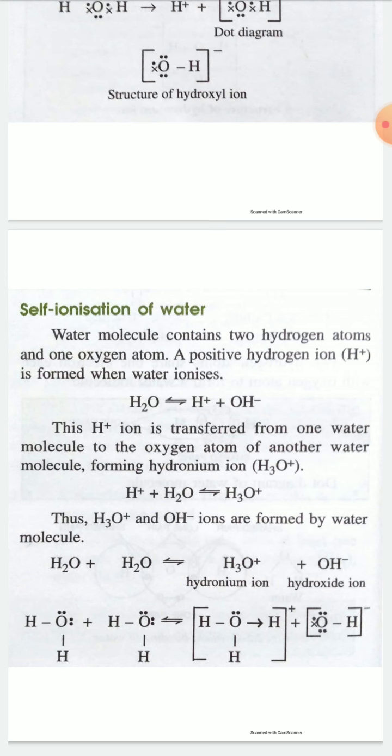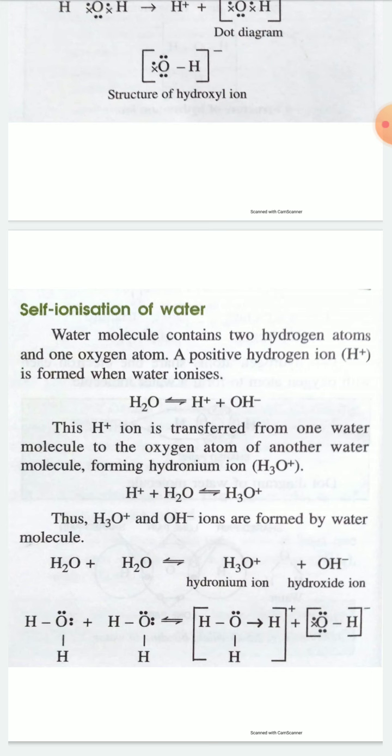And how is the coordinate bond formed here? It is represented by these equations. Two water molecules combine to form one hydronium ion and one hydroxyl ion. Initially, one water molecule ionizes to form H plus and OH minus, and the H plus formed will combine with another water molecule. That's why we finally get, after ionization of water, the hydronium ion and the hydroxyl ion, that is OH minus ion.